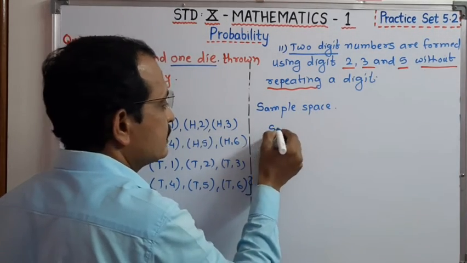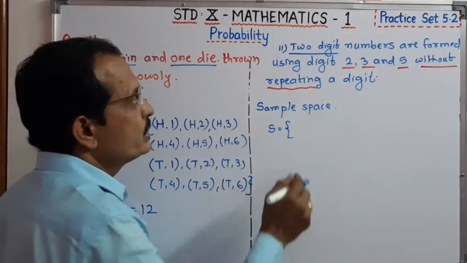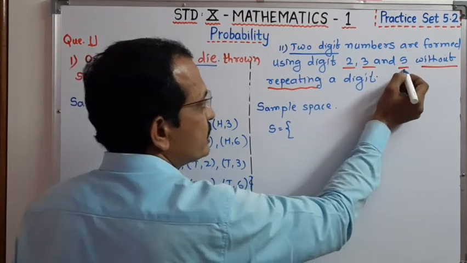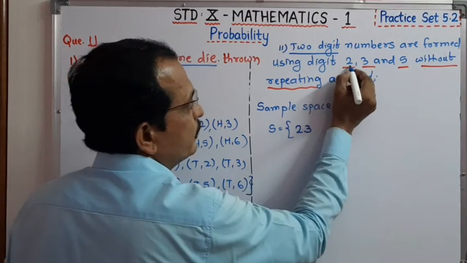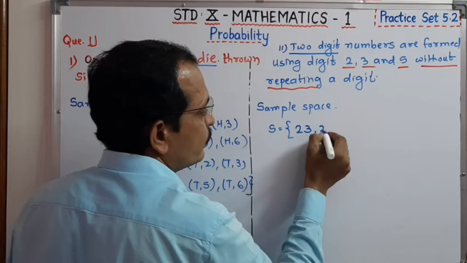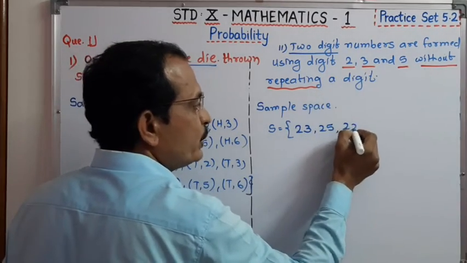Now S is equal to. See, dear student, how to write the 2-digit number. We have to make the 2-digit number by using these 3 digits. First we write 2 and 3. This 2 with this 3 and this 2 with this 5. 2 and 5.